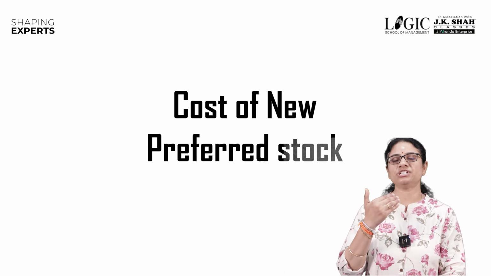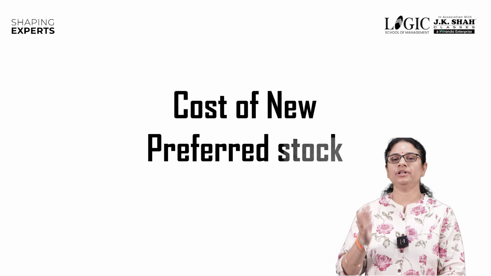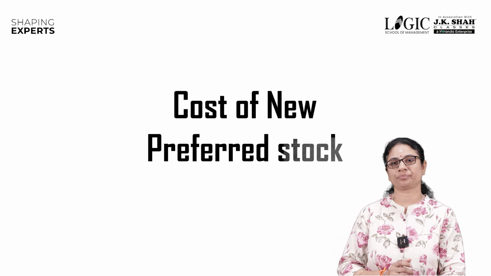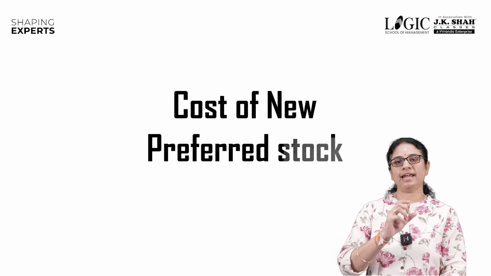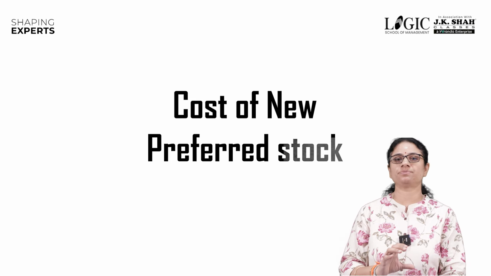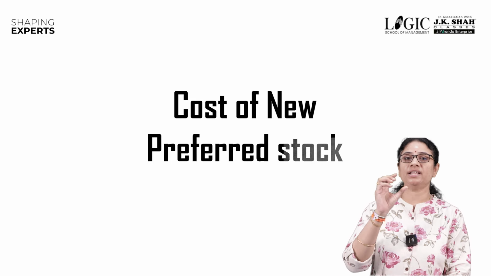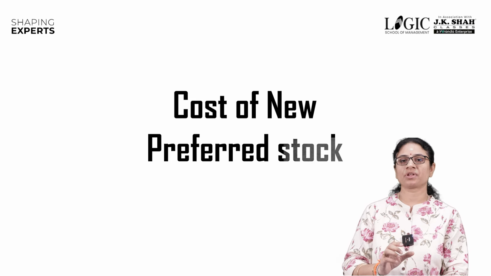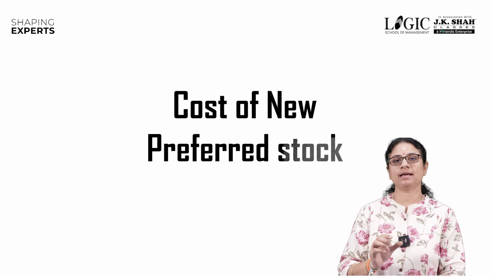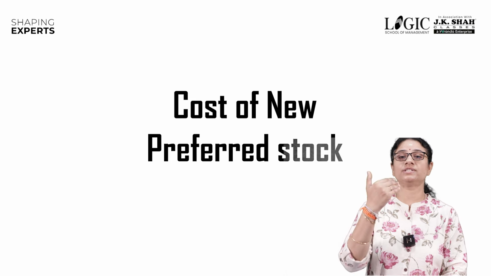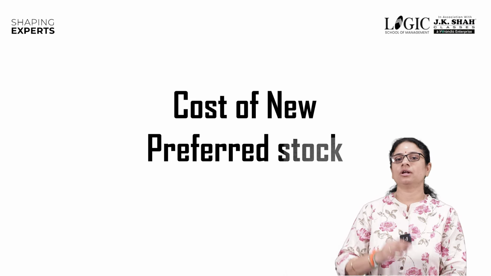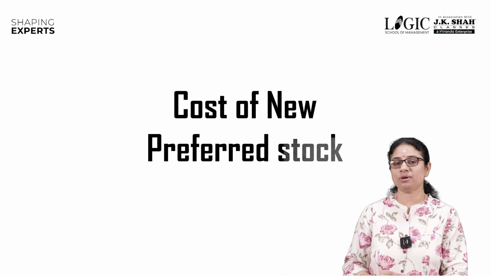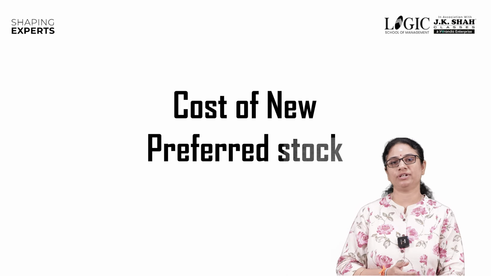Next, we'll see what is the cost of new preferred stock. When new preferred shares are issued, the firm will incur flotation cost. The flotation cost includes the administrative expenses associated with the registration of the security, and the investment banking fees paid to the brokers who sell the securities. The flotation cost will reduce the proceeds from the sale of securities.